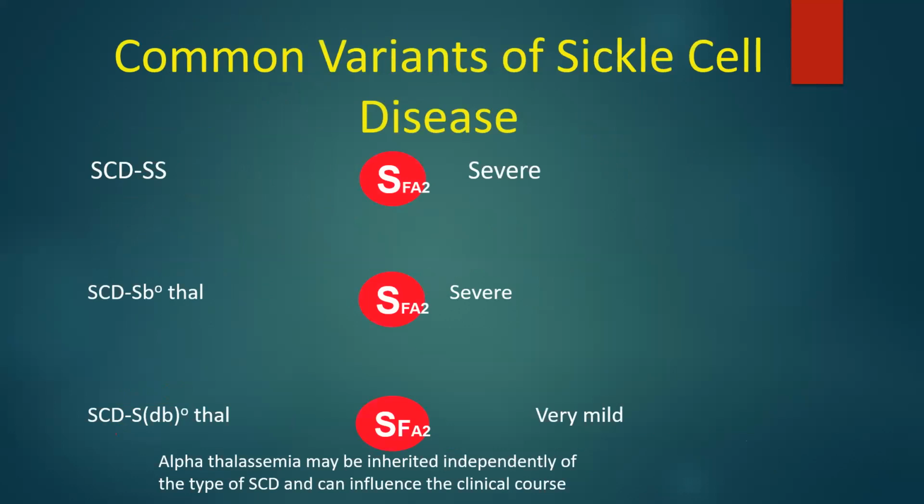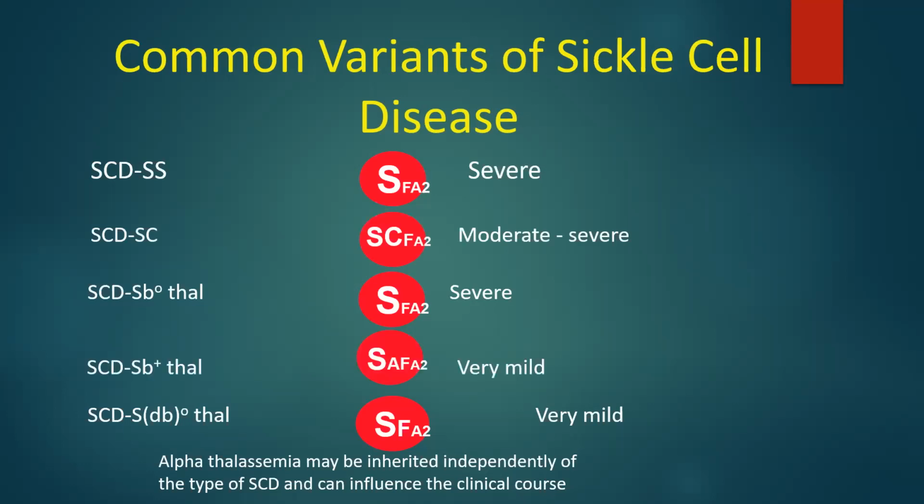So there are different variants of sickle cell disease. So we have the sickle cell anemia, which is the SS. We have the beta thalassemia, beta plus thalassemia, beta 0 thalassemia. Then we have the sickle cell SC. So in terms of severity, sickle cell anemia is the most severe, followed by the sickle cell beta plus thalassemia. Sorry, the beta 0 thalassemia.